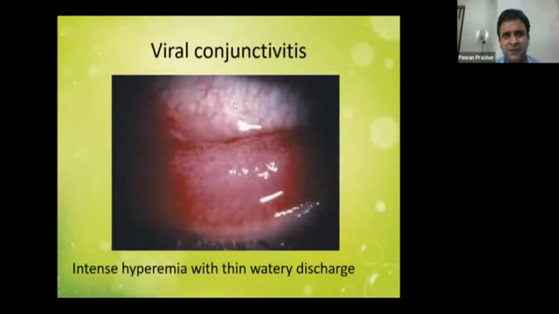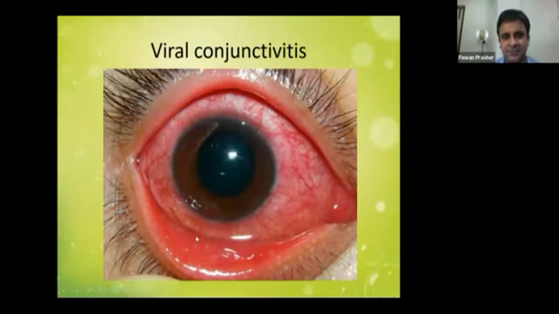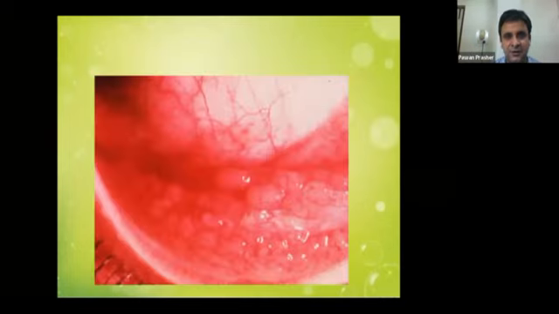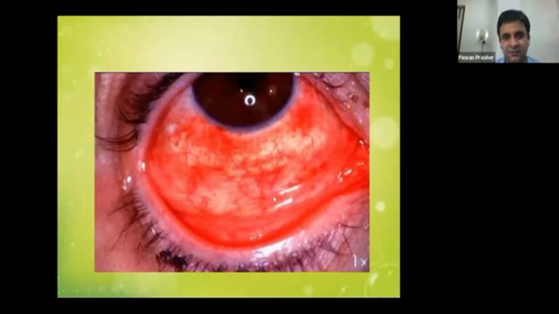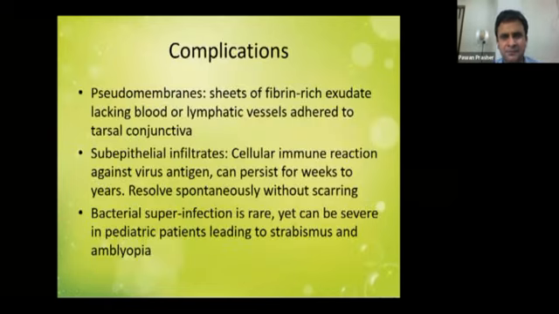So this adenoviral usually presents with intense hyperemia with thin watery discharge. And this is a characteristic picture. You have diffuse congestion, which is more prominent in the fornices. You ask the patient to look up and retract both eyelids down, and even if you see from a distance, you can quite often make an accurate diagnosis. And the follicles, these are the hallmark of adenoviral conjunctivitis. But sometimes you have hemorrhagic variants, which present with subconjunctival hemorrhage also.